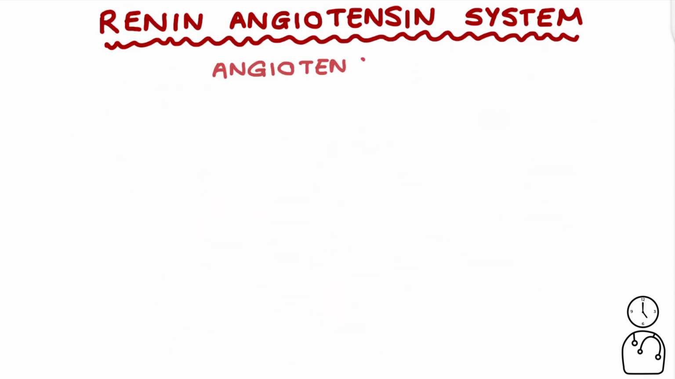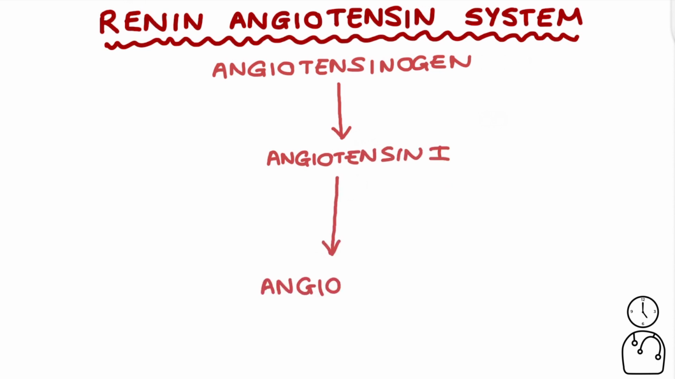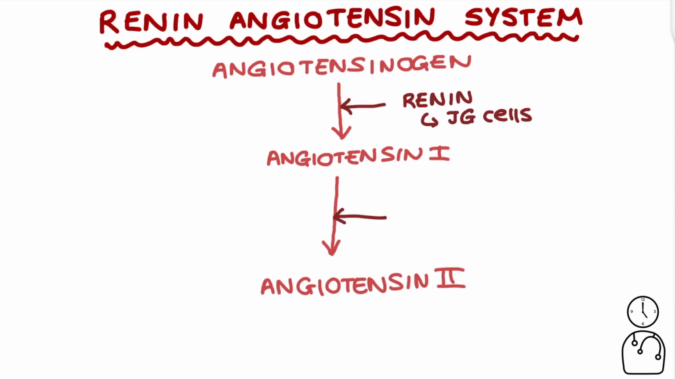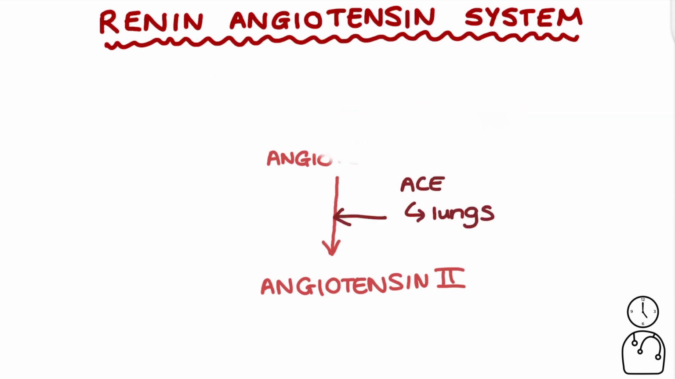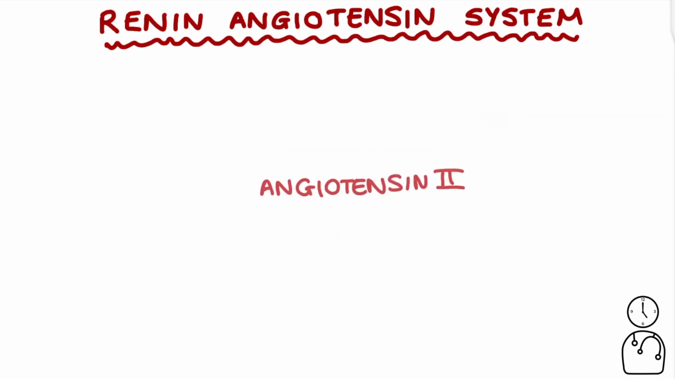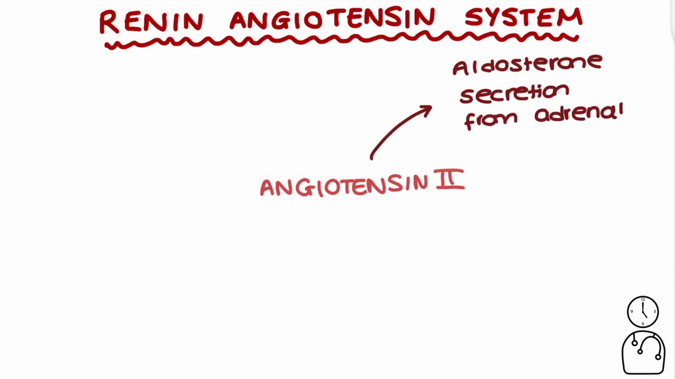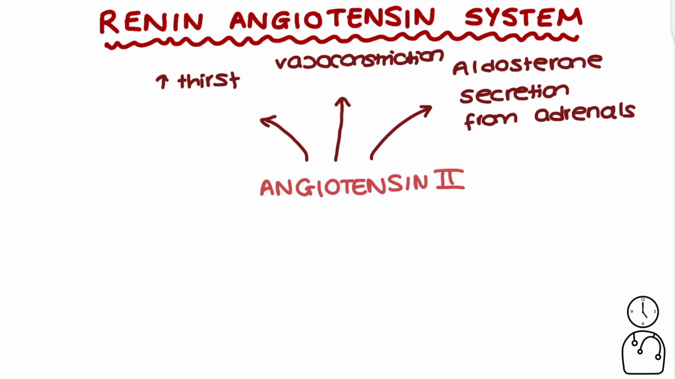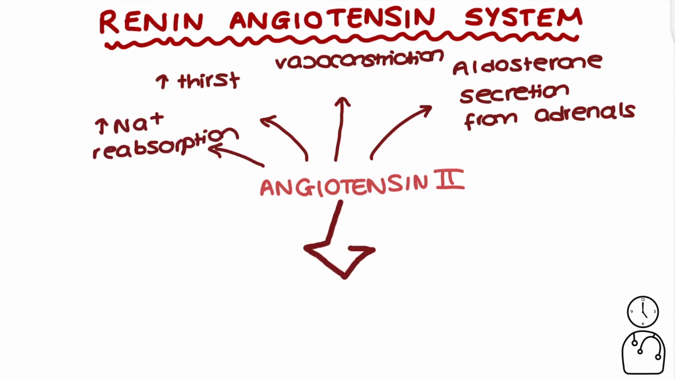To summarize, angiotensinogen is converted to angiotensin I, which is then converted to angiotensin II. Renin from the juxtaglomerular cells does the first step, and ACE from the lungs does the second step. Angiotensin II is the main effector. It causes aldosterone secretion from the adrenals, vasoconstriction, thirst, and sodium reabsorption, all of which act to ultimately raise blood pressure.